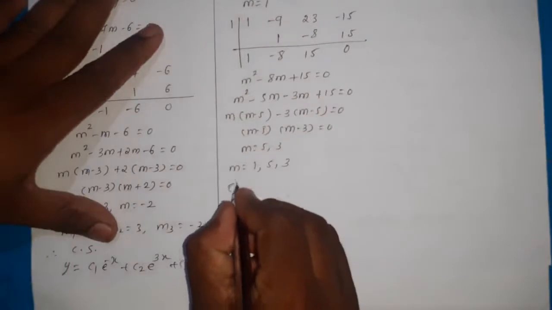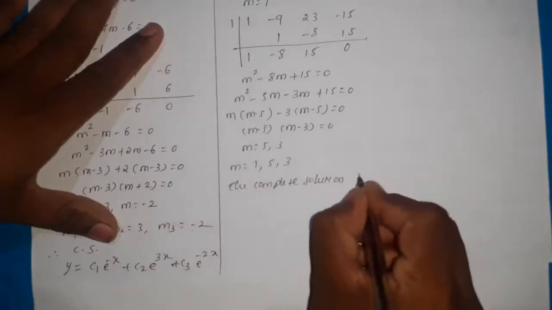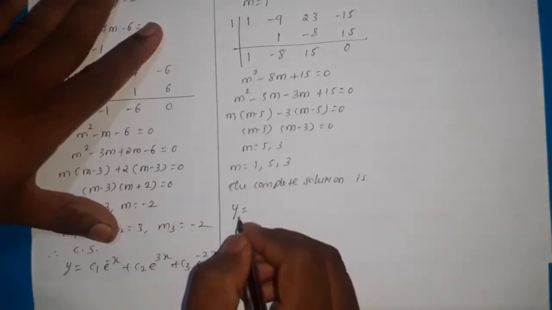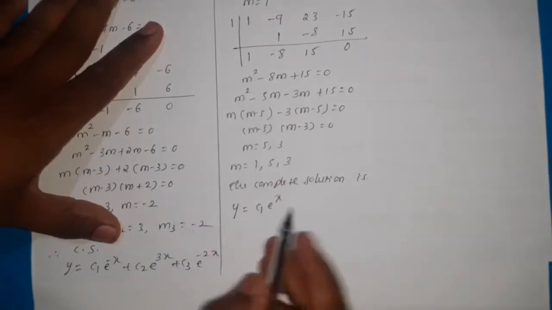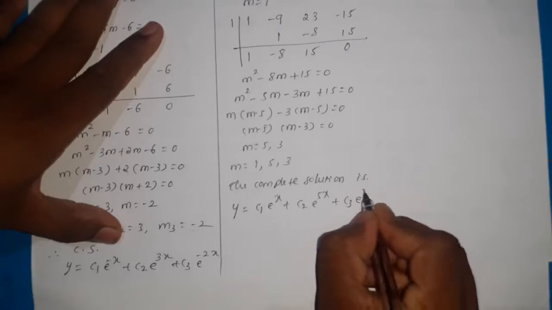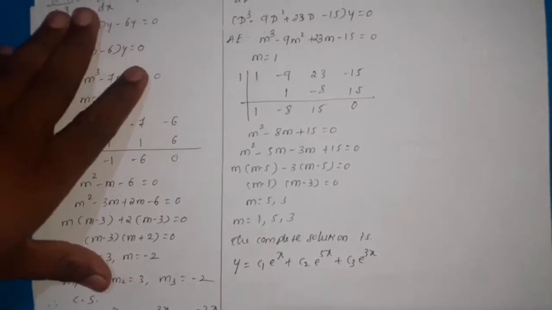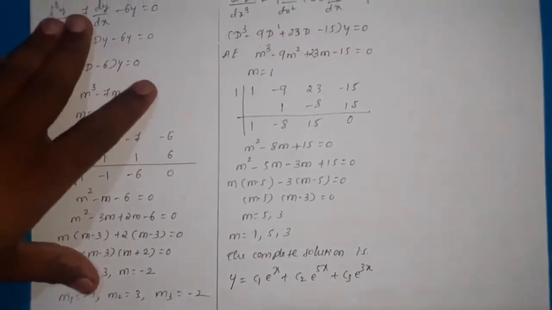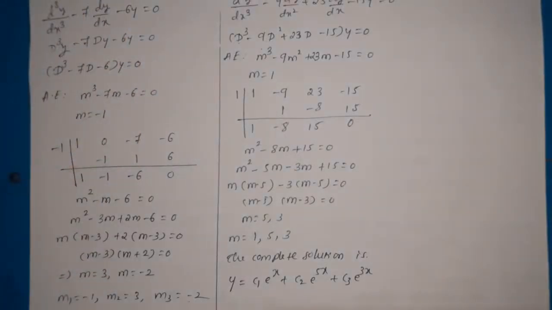So the complete solution is y is equal to c1 e power x, because the first root is 1, so it is 1 into x, plus c2 e power 5x plus c3 e power 3x. So this is the way to write the complementary function for the differential equation when RHS is 0. Whenever RHS is 0, the complementary function itself is the complete solution for the given differential equation.